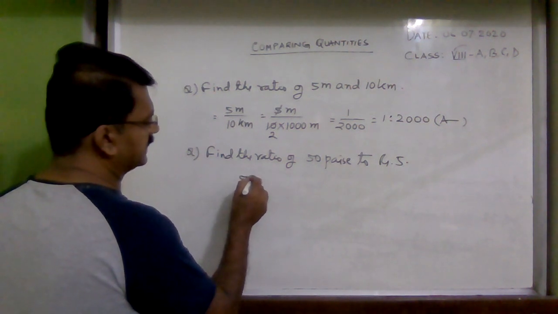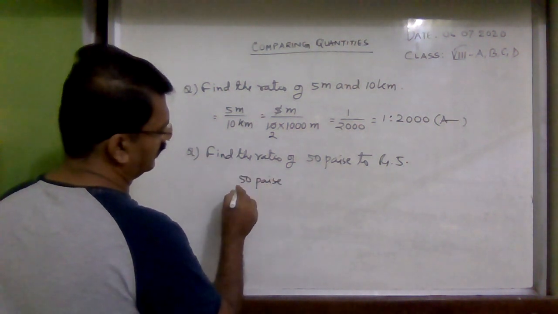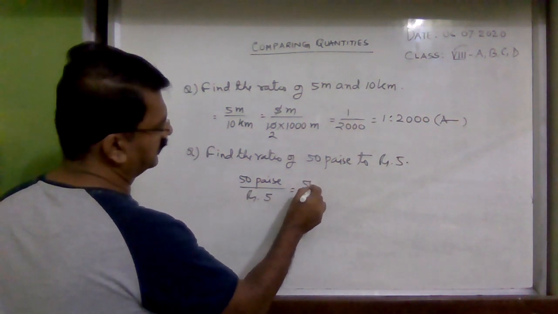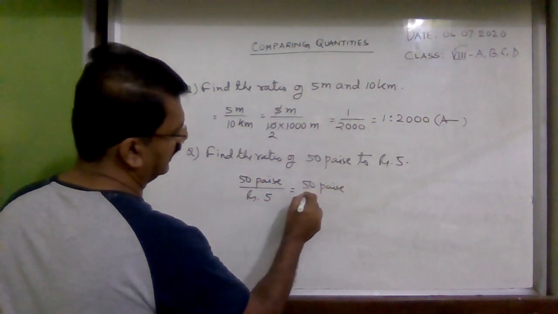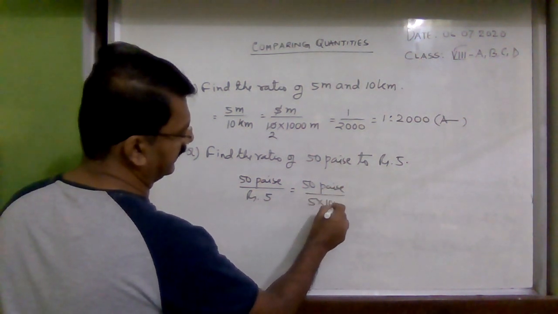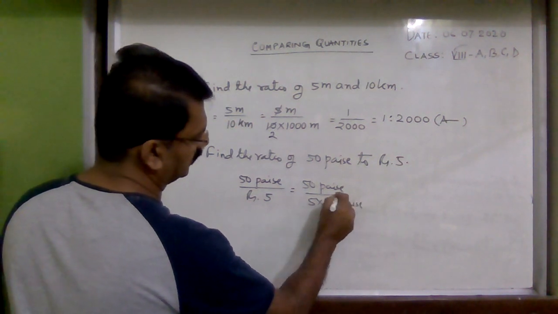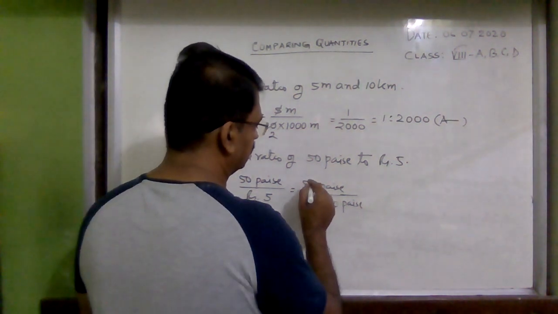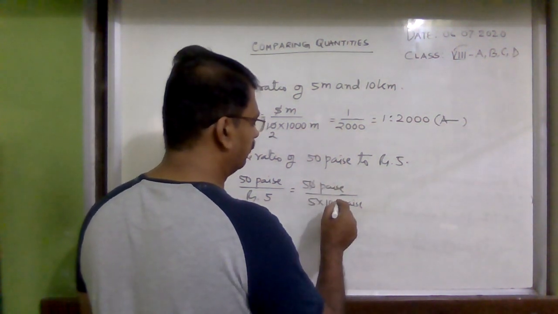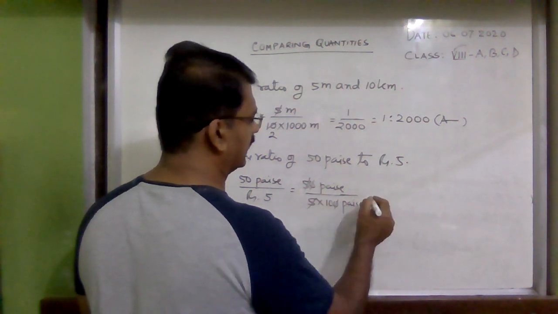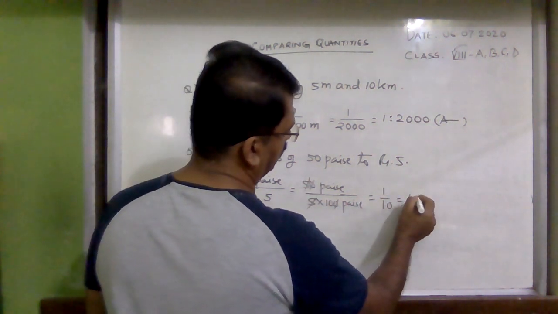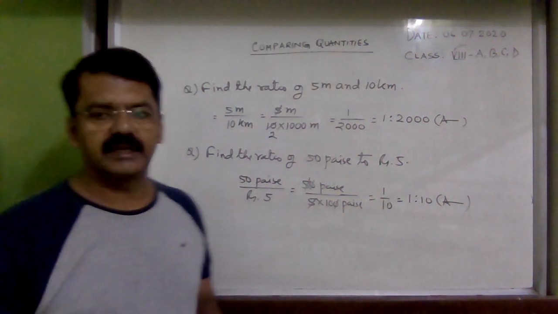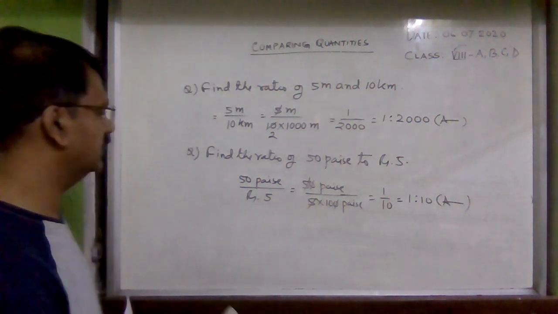So 50 paise upon ₹5. 50 paise upon 5 into 100 paise. So we have converted rupees into paise. Now in 1 rupee we have 100 paise. The 0 can be cancelled, 5 can be cancelled, so it is 1 by 10, or you can say 1 is to 10. So the answer to the second part is 1 is to 10. Now the next question.